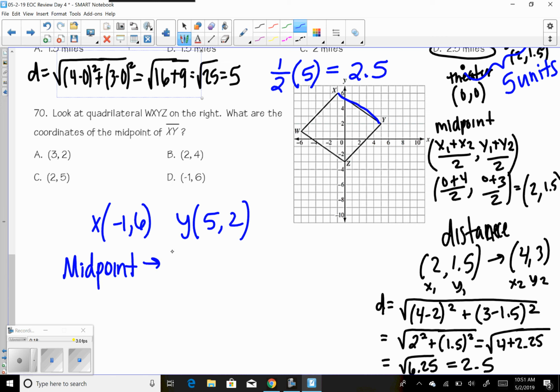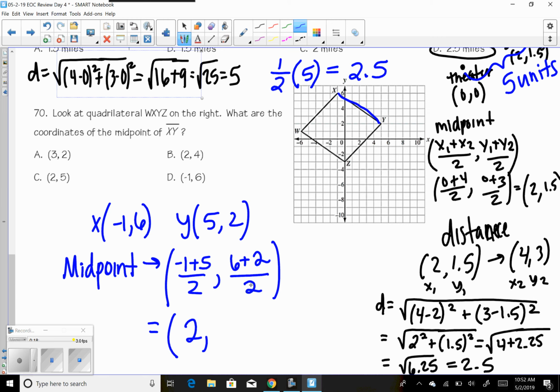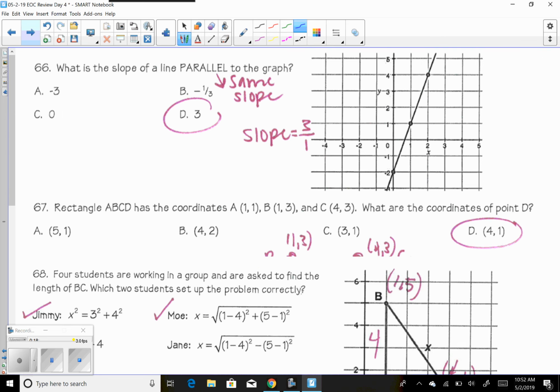Okay, you add the X's and divide by 2. So -1 plus 5 divided by 2. And then you add the Y's and divide by 2. 6 plus 2 divided by 2. So -1 plus 5 is 4. 4 divided by 2 is 2. 6 plus 2 is 8. 8 divided by 2 is 4. So 2, 4. So that's about right there. Okay. All right, 71.